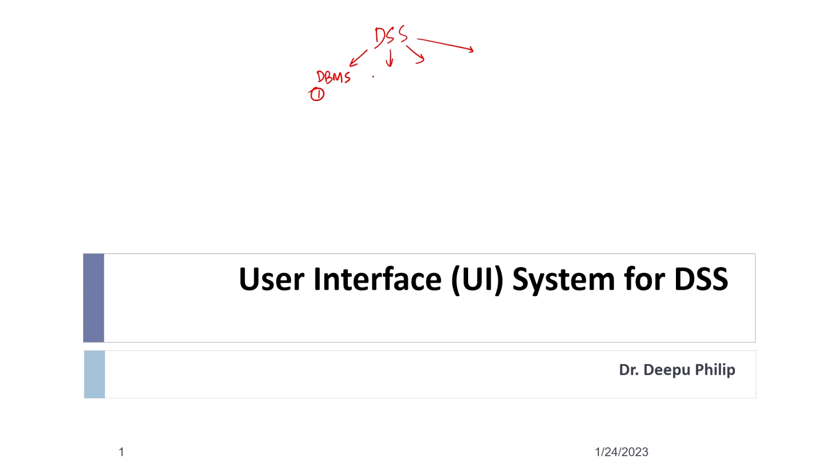Then we talked about the knowledge based management system, and then the MBMS, model based management system, as the second component. We have gone through that. Then the user interface was the third one. So, today we are going to discuss the user interface as the third one, and after that we will go into the knowledge based management system. So, the UI system, or user interface system, for decision support system is what we are going to talk about today.